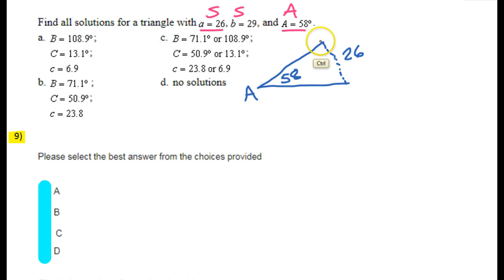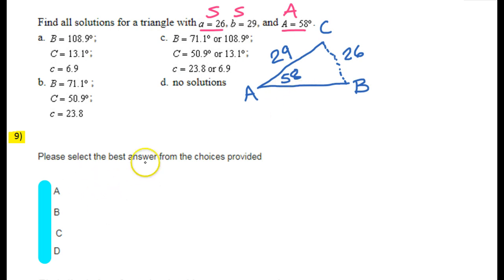Now, I think of this as a rope because it could swing back and forth. It could be here, it could be there, and it may or may not reach. So if I talk about a rope, I'm talking about this unknown side right here. The other side, always put that on the left. So I'm going to put the 29 right here. That's side B, which means that this is angle B, which means that this is angle C up here. Okay?